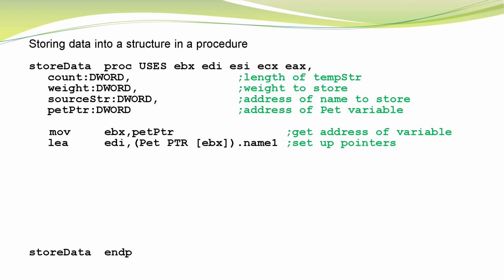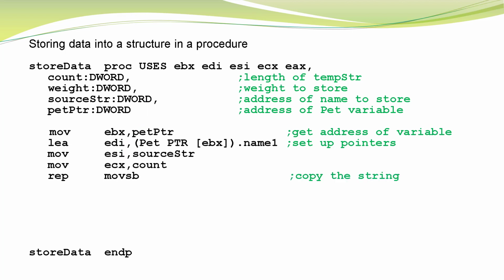Setting up the ESI register is easier because a parameter named sourceString is already an address. Setting up the ECX counter is easy because I sent the count parameter to this procedure. Notice again that the procedure doesn't have to reference anything outside of itself. Once I've gotten the counter set up, I use the string primitive instruction with the repeat prefix so that I can copy the desired name, again including the 0, into the name1 field of my PET1 variable.